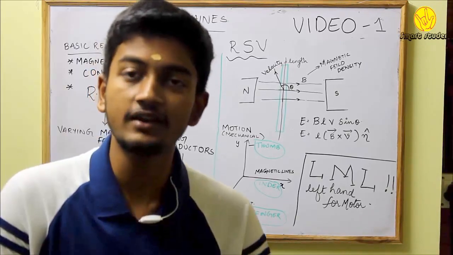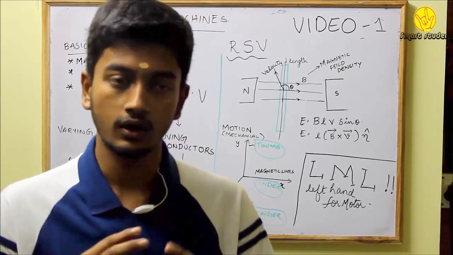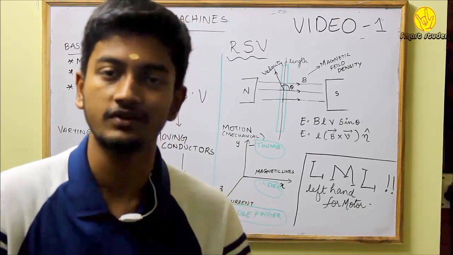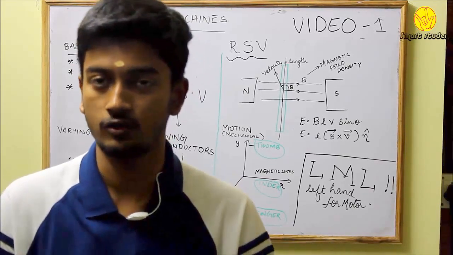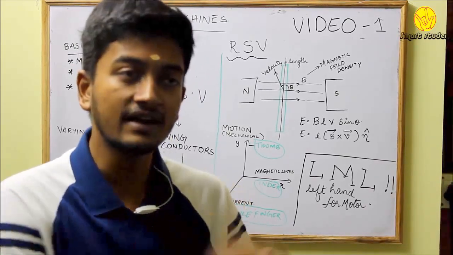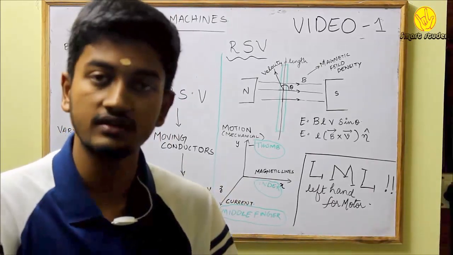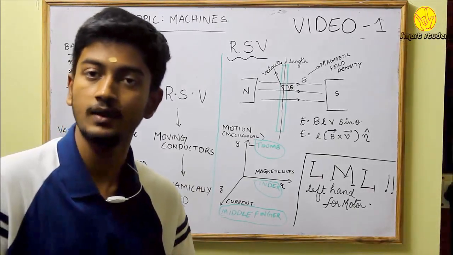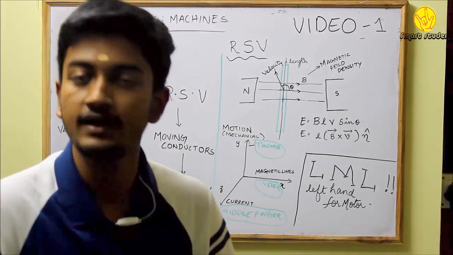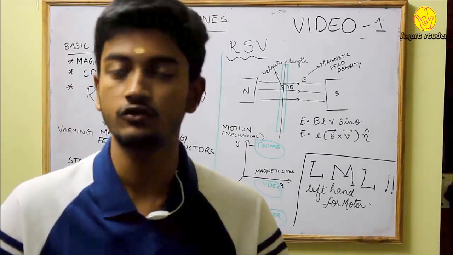Alright, the basic requirement of a machine, what we need to understand about a machine to appreciate its concept, is Faraday's law of electromagnetism. What does Faraday's law of electromagnetism say? Faraday's law says that whenever there is a relative space variation or a relative time variation between a magnetic field and conductors, EMF will be induced in it.